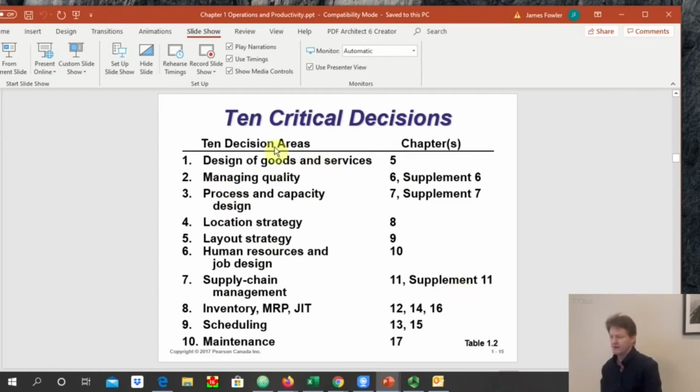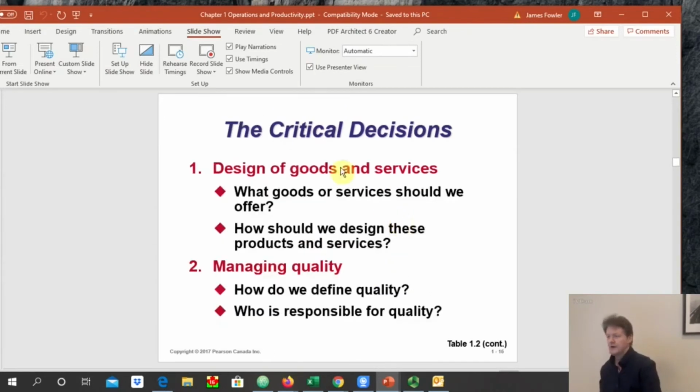I won't read these off, but these are very key items: design of goods and services, managing quality, and so on. And on the right-hand side here, this is where, when you're looking for information on these things, we will be covering these throughout the course. This is sort of a guide as to the chapters that this information can be found in. Okay, critical decisions. Okay, some examples of what those are, designs and goods and services.